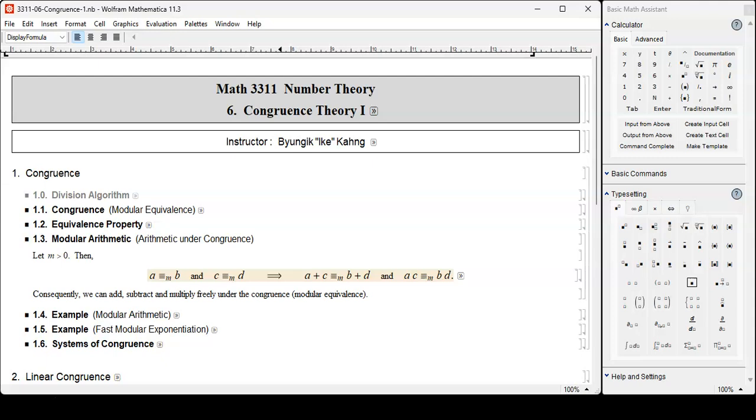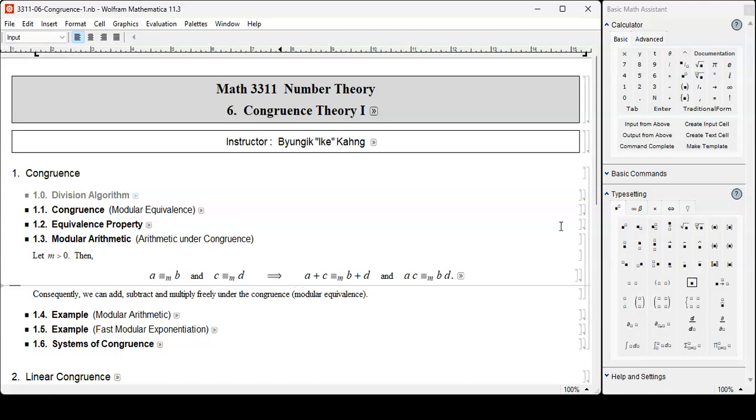Instead, we prove that both addition and multiplication are preserved under this congruence modulo M for all positive integer M. That's what we are going to prove. Let M be a positive integer, and we just define M, so it's arbitrary. So for any positive integer M, if A and B are congruent and C and D are congruent, then addition, A plus C and B plus D are congruent, and multiplication, A times C and B times D are congruent, all modulo M. That's what you have to prove.